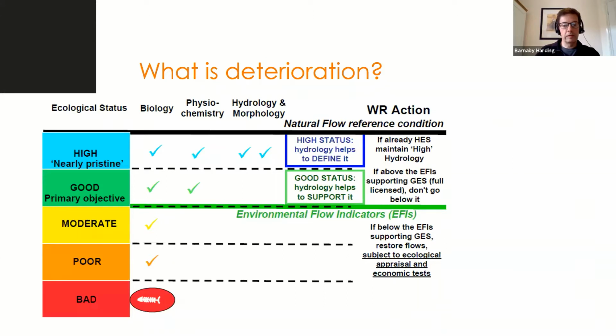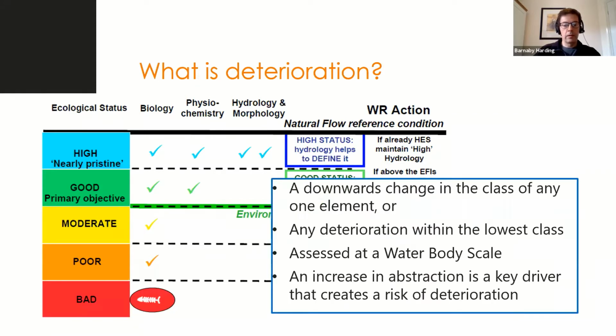So that was status. Now moving on to deterioration. This is a relatively simple concept. You can see there the various status areas, so bad, poor, moderate, etc. And deterioration is considered to be a downward change in class, or a deterioration within the lowest class, so within the groundwater that would be within poor. And this is assessed at the large scale, the water body scale. And increased abstractions are a key driver for the risk of deterioration.